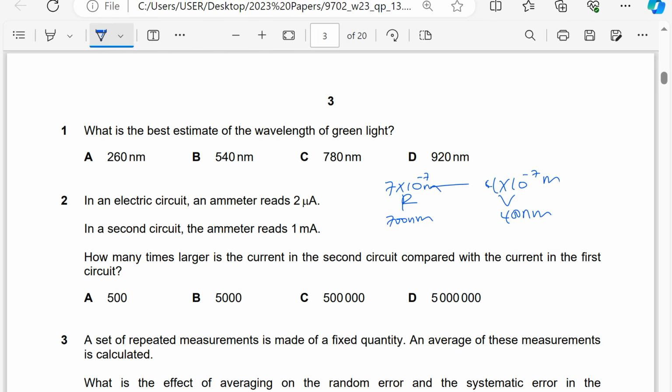So green is visible, so it is in that range. This is already above. This is already above. This is 2 below. So the answer is B. Green is between 700 nanometers and 400 nanometers. That is visible light.